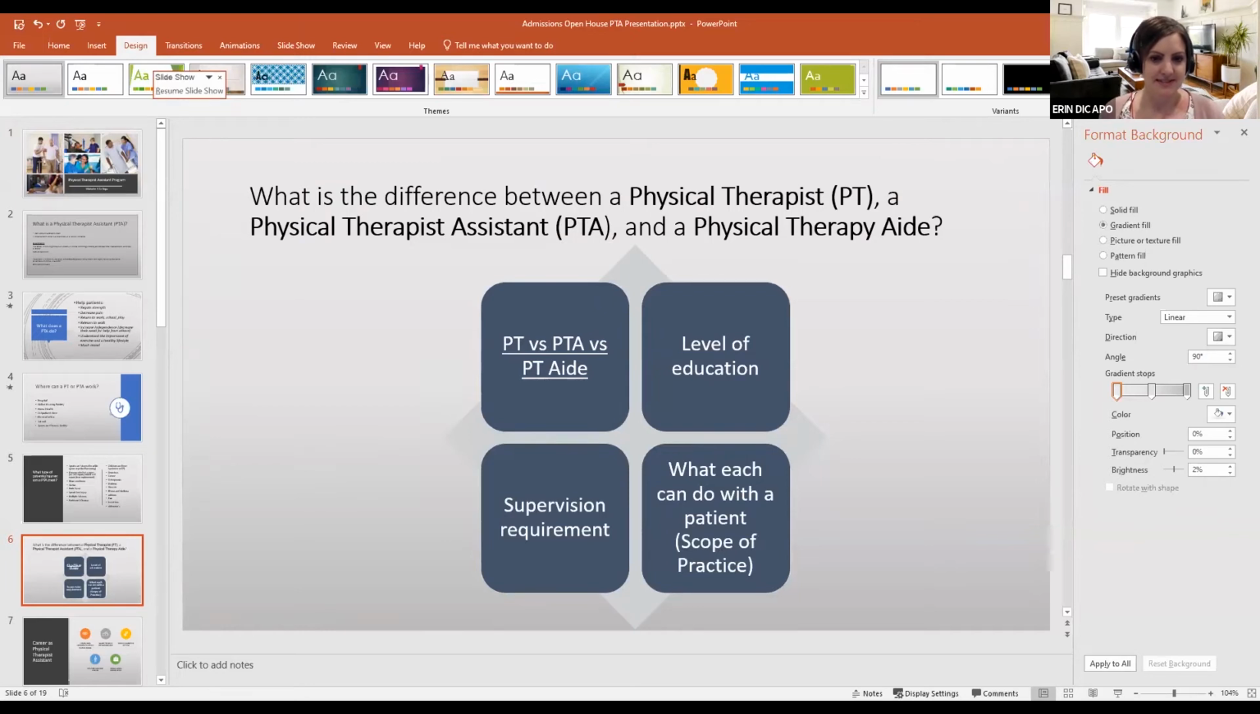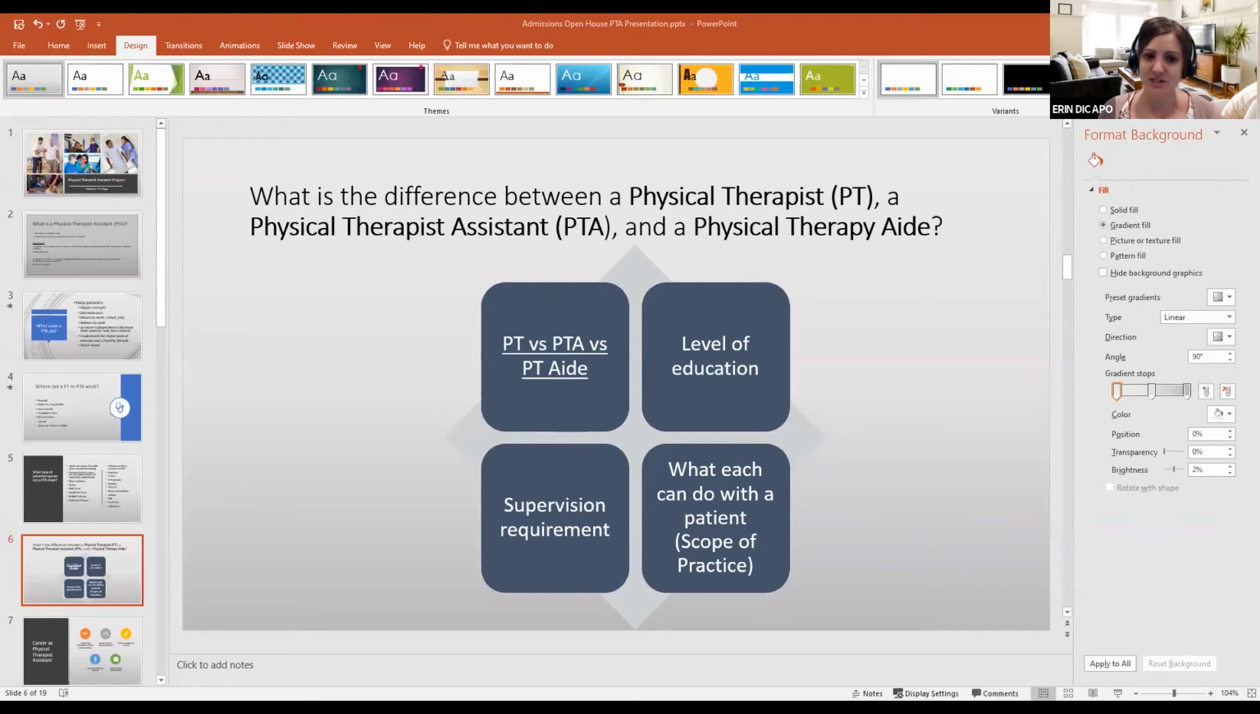Physical therapist assistant is what we offer at Malcolm X. Okay, it is an associate's degree and it's licensed. So after you complete the educational part of the program, you will sit for a licensing exam and become licensed in the state of Illinois.